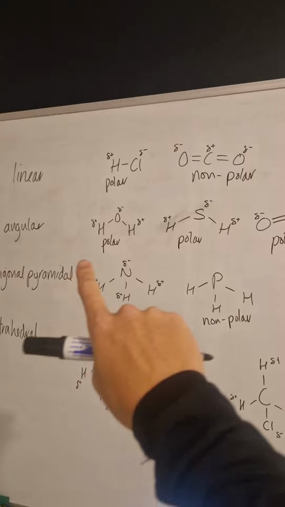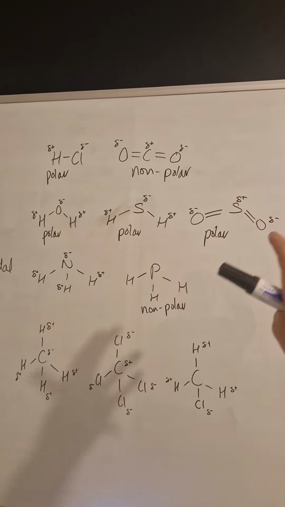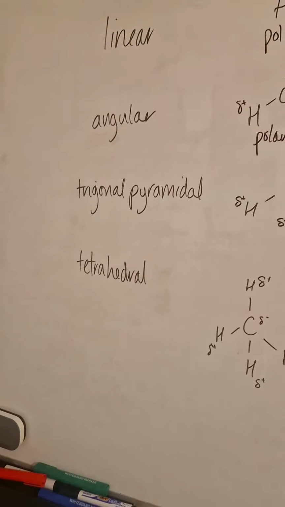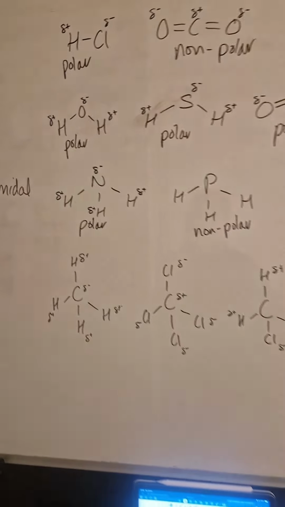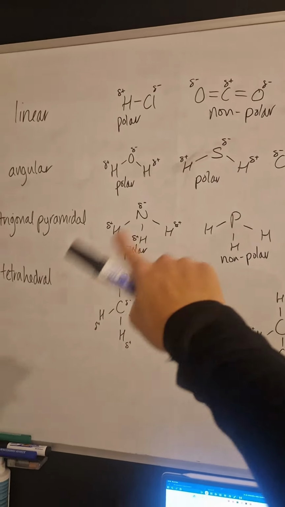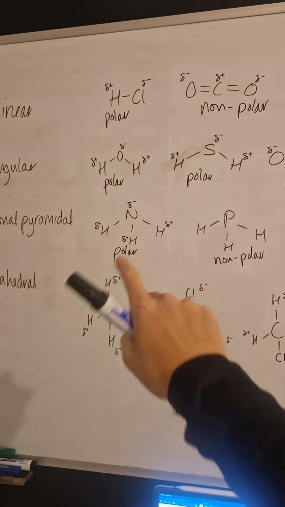This is because their angular molecular shape results in them all having permanent dipoles. The same goes for trigonal pyramidal. If you have a trigonal pyramidal molecule that has partial charges, then it will also be polar.